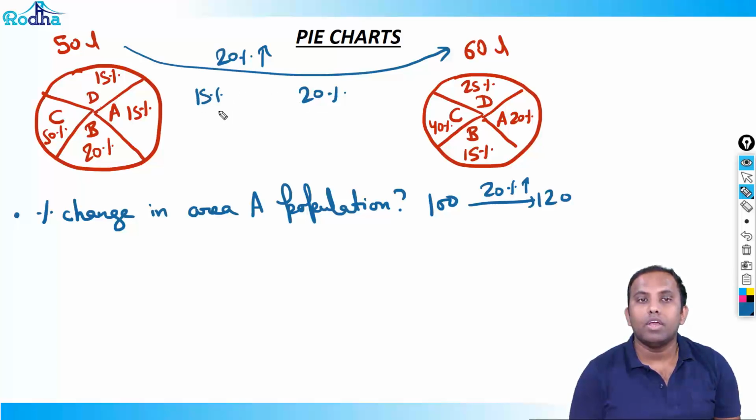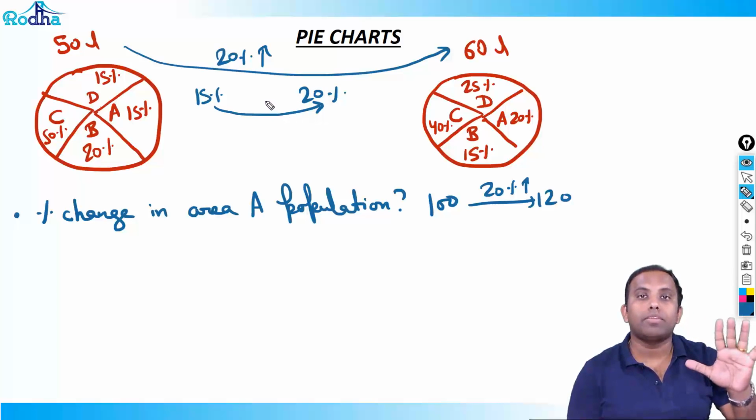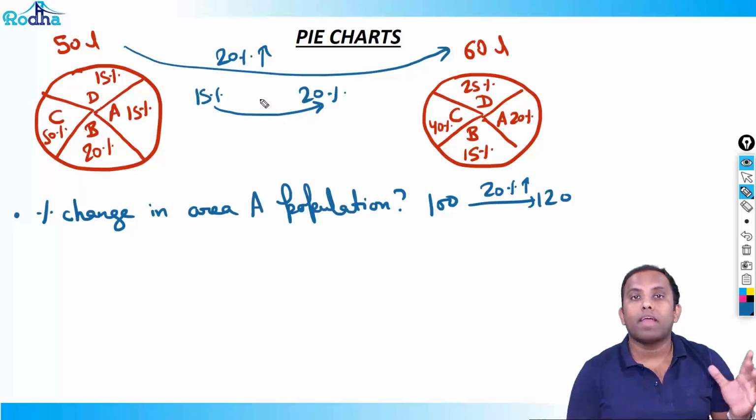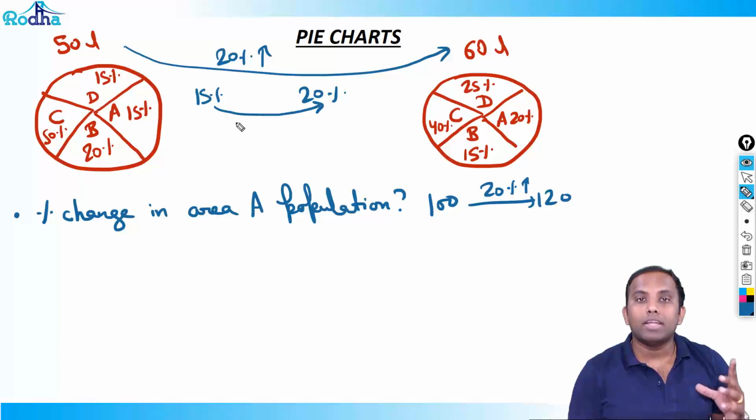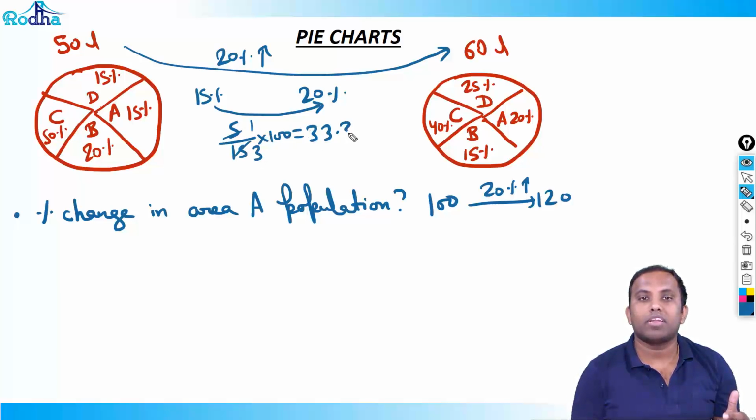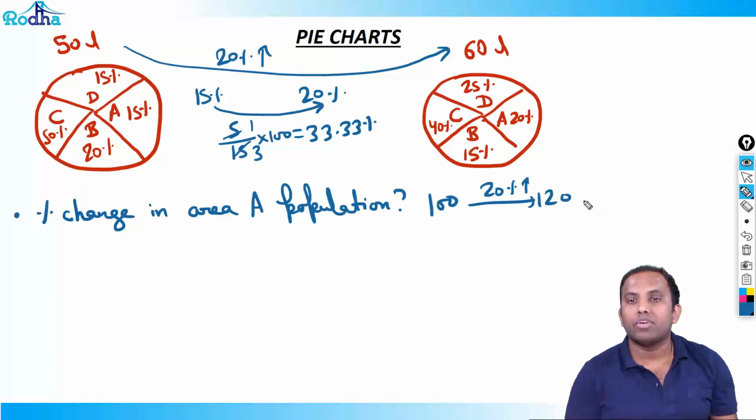What is the percentage change here? 15% to 20%. Don't say 5%. 5 is a percentage point. I told you this in the percentage chapter. What is the percentage change? Percentage change is change upon initial value. So change of 5 upon 15 into 100. That is 1 by 3, that is 33.33%, right?